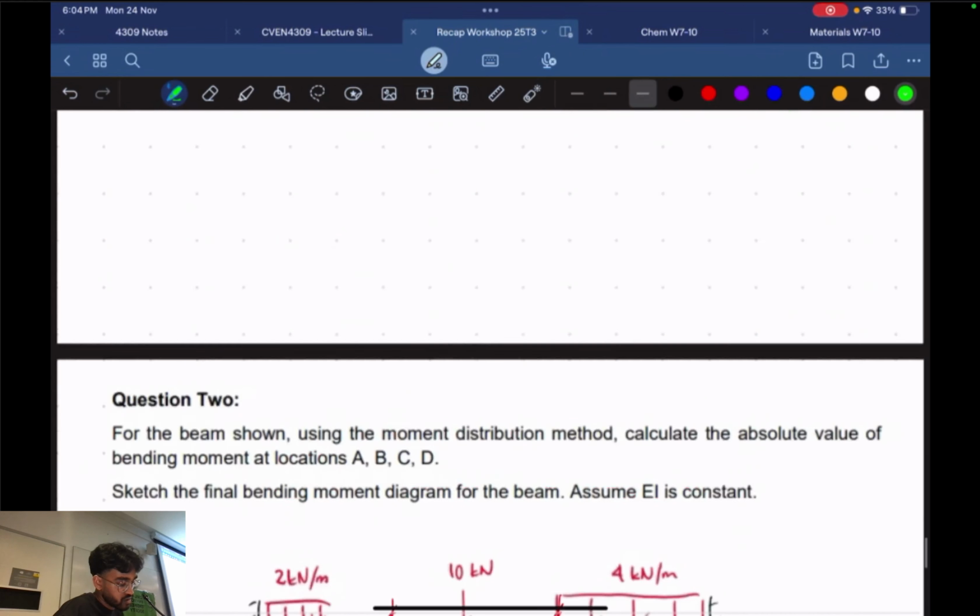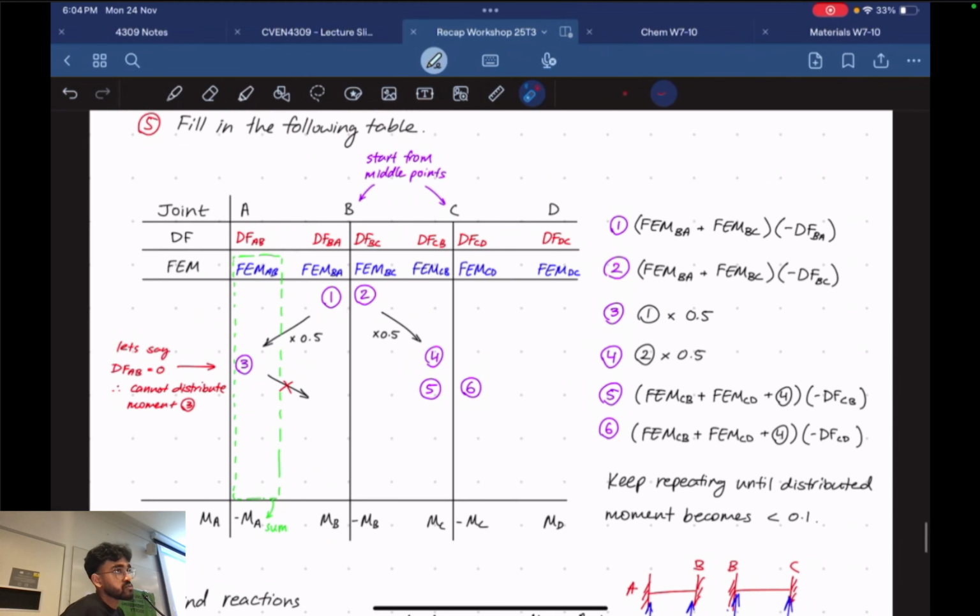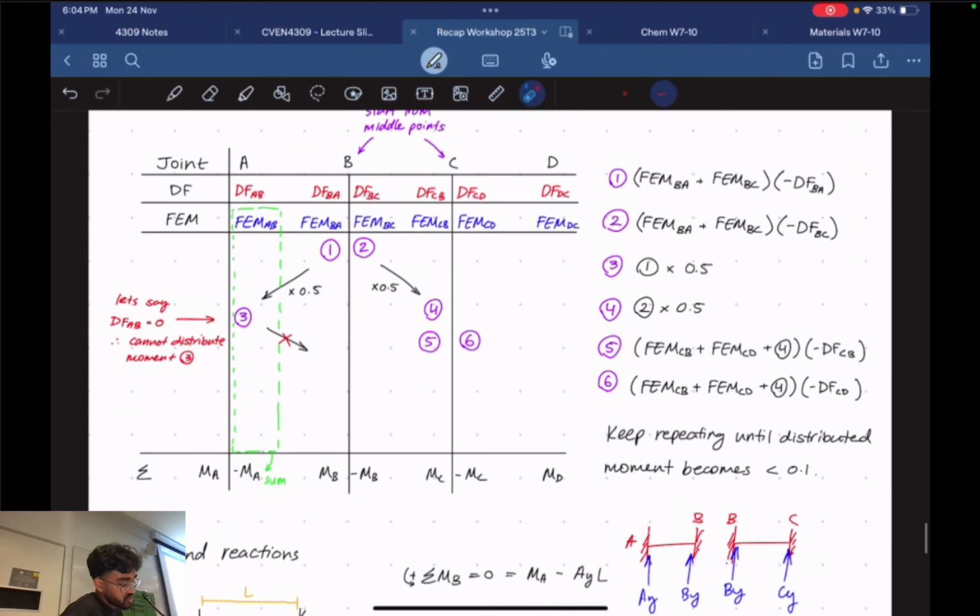And then you're going to draw your table out. So after you sub it in here, these two have to add up to 1. These two have to add up to 1. These ones can be 0 or 1. And then you just have to distribute the moments. The general note is that you keep repeating this distribution step until this value of your moment becomes less than 0.1. So it might take a few repetitions, but that's the main thing about this question. Everything else is pretty easy.